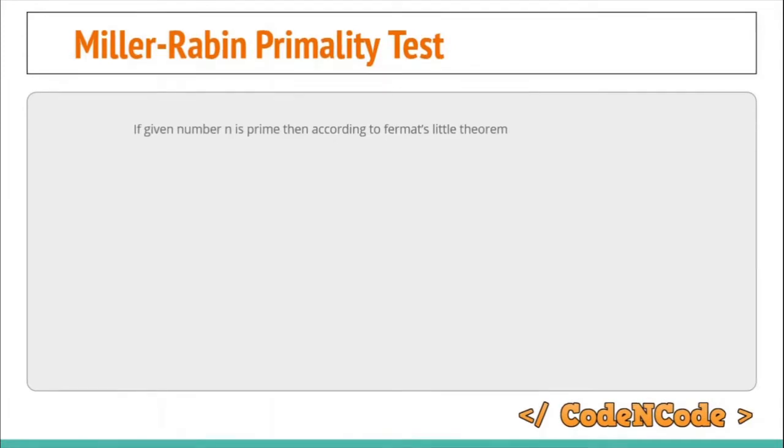Now, Fermat's little theorem says that if n is a prime number, then for some base a which is coprime with n, a raised to power n minus 1 should be congruent to 1 modulo n, right? And n minus 1 we can write as 2 raised to power s times d. So we replace n minus 1 with 2 raised to power s times d, and the right hand side is shifted towards the left. So a raised to power 2 raised to power s times d, minus 1, is congruent to 0 mod n.